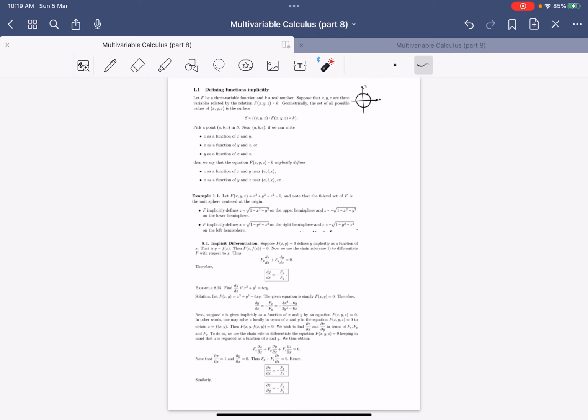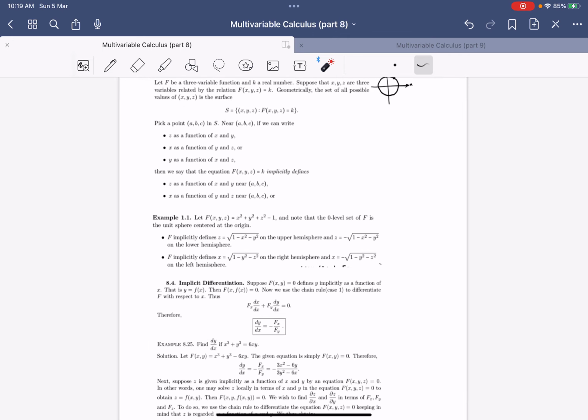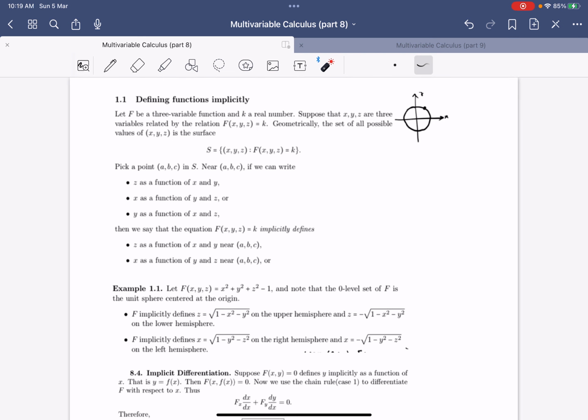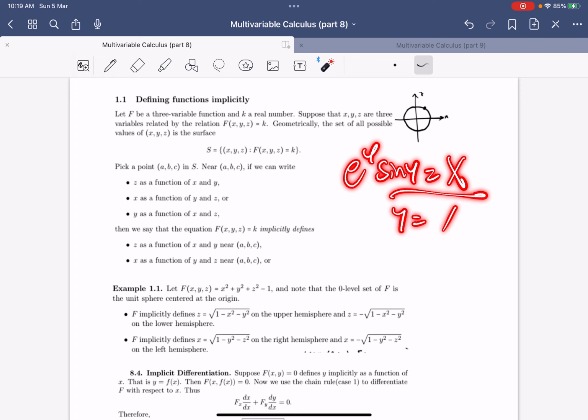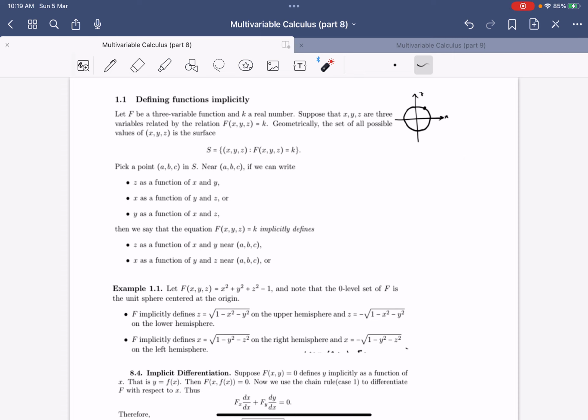Lastly, I'll go through what it means for implicit differentiation in multiple variables. In one variable, we know that sometimes we are unable to simplify our variable into a single term on one side. For example, e to the y times sine y equals x. You cannot get y in terms of strictly x, some function of strictly x, because this part you can't break down. But what you can do is implicitly differentiate it.